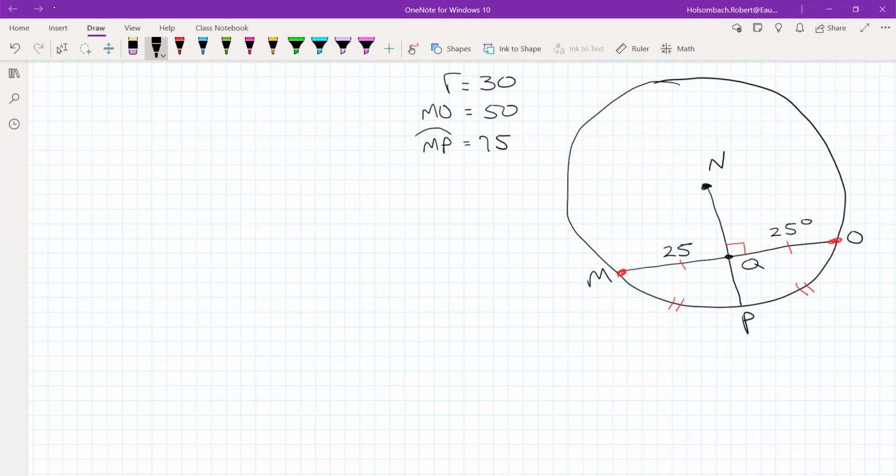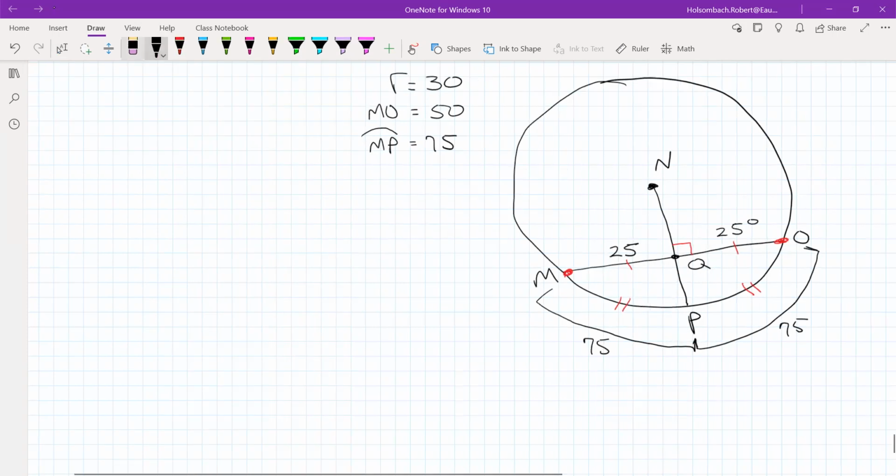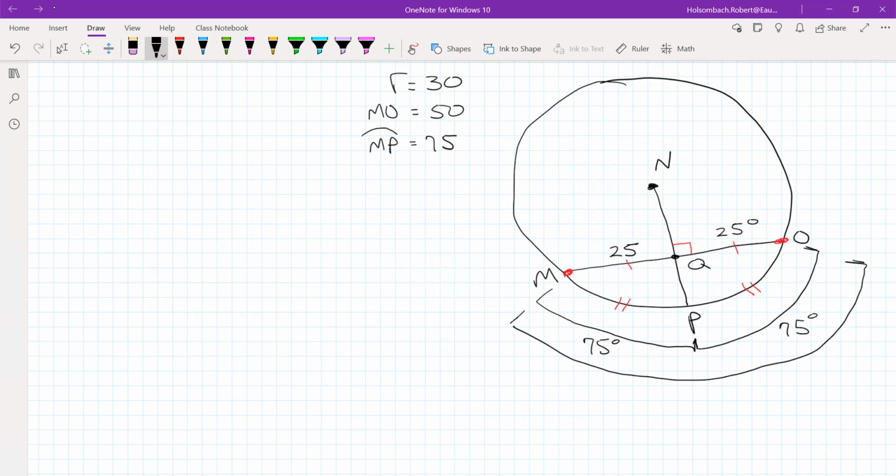You're told that arc MP is 75. Well, here's MP. This is 75. Well, if MP is 75, then what is the measure of arc PO? It's 75 as well. And while I'm doing this, I think it's easier to just, before you even look at the questions, get all the information down that you can. If we go from M all the way around to Q, what's that arc measure? 150. It's 75 times 2, right? So this is 150 degrees. So now we've got a ton of information. All right. Now let's look at the questions.